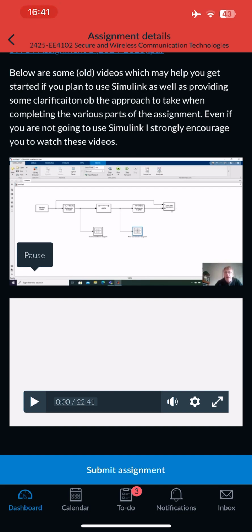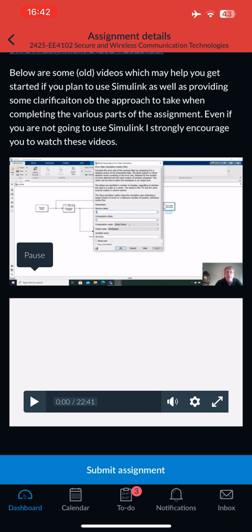And our error rate calculation then, we need to configure it, we need to understand what it represents. So if we click open the error rate calculator, we'll see a couple of parameters in there.